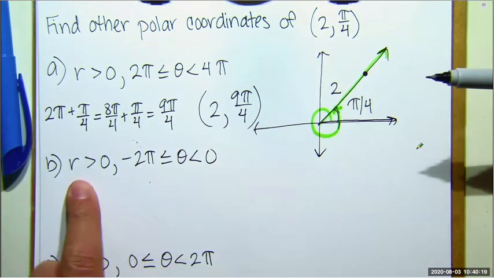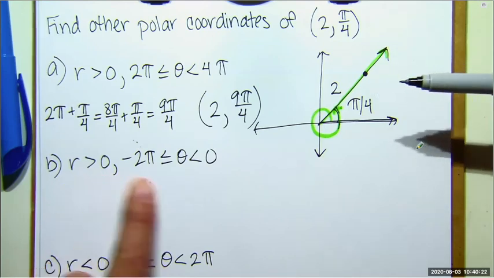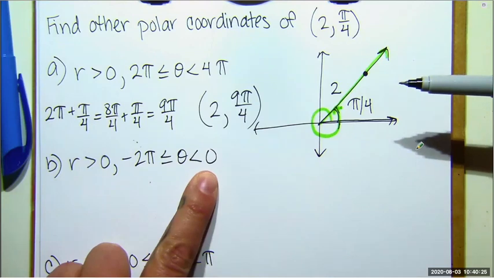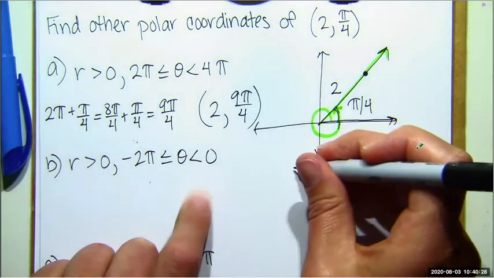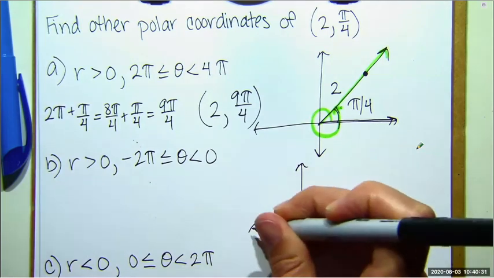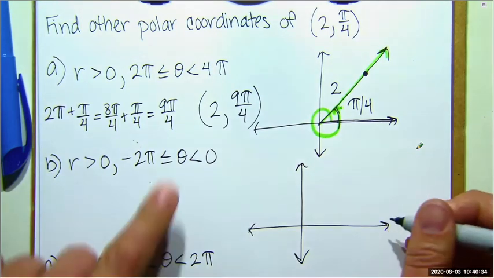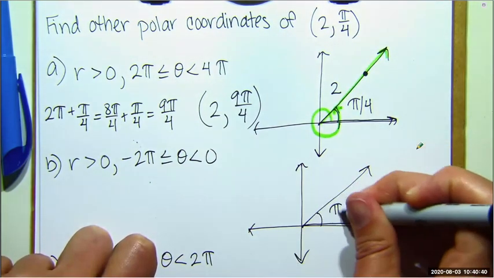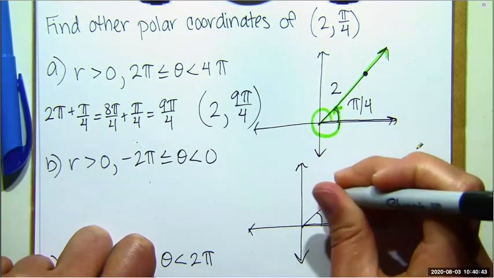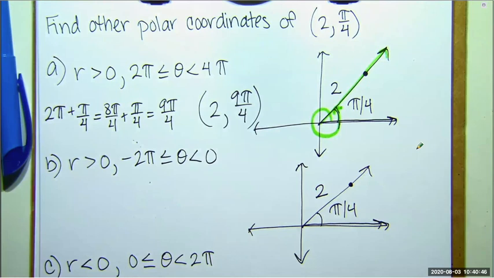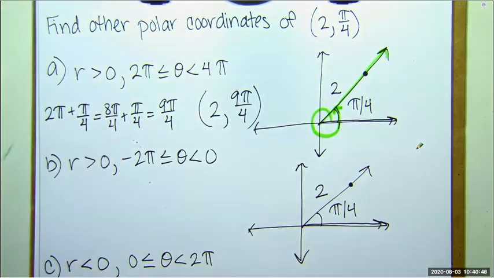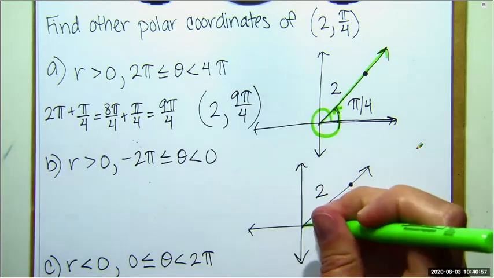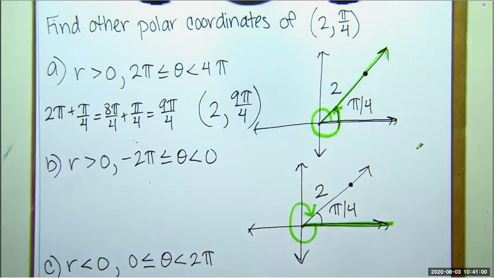Okay, next up, they want us to still leave r positive, and they want our angle to be between -2 pi and 0. So they want us to have a negative angle. So let's draw a picture. So let's put our point back up, right? We're looking at 2 comma pi over 4. Okay, so now instead of measuring in the positive direction, they've asked us specifically to measure theta in the negative direction. So what we're gonna do is we still put our initial ray here on the positive x-axis, but now we wanna measure around in the negative direction.